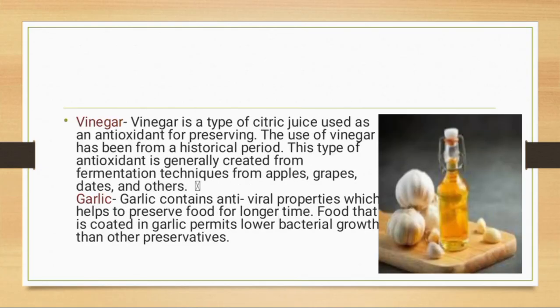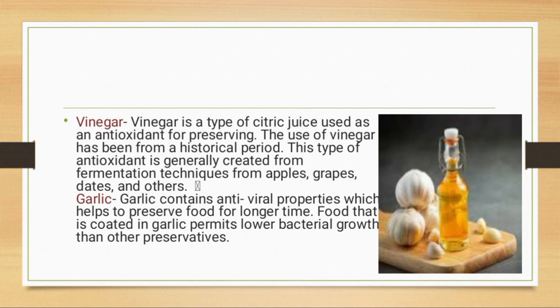Next, vinegar. Vinegar is a type of citric juice used as an antioxidant for preserved food. The use of vinegar goes back to historical periods. This type of antioxidant is generally created through fermentation techniques from apples, grapes, dates and others.